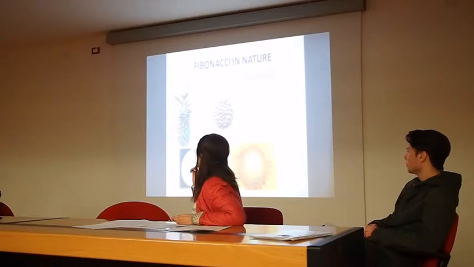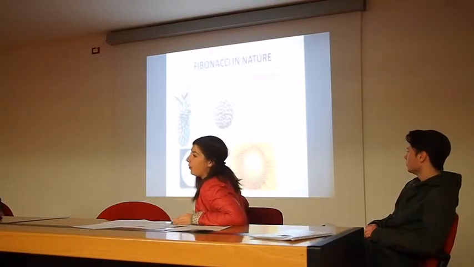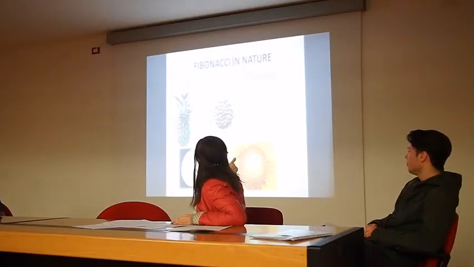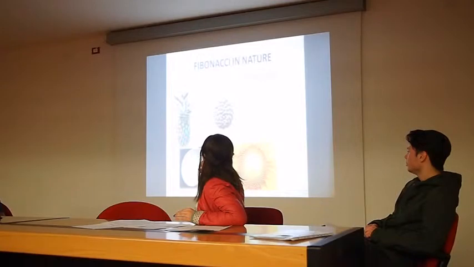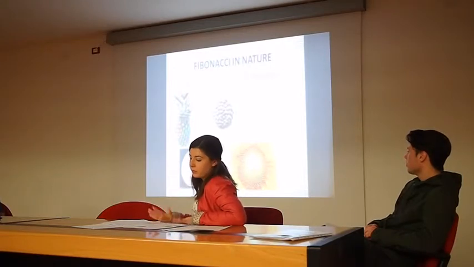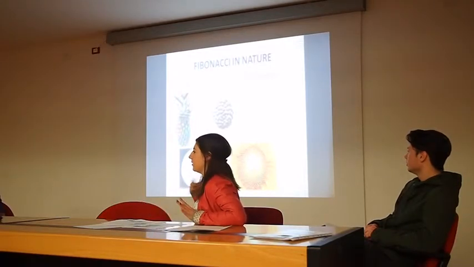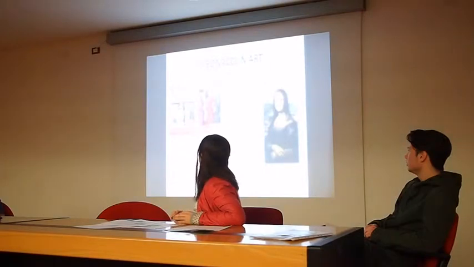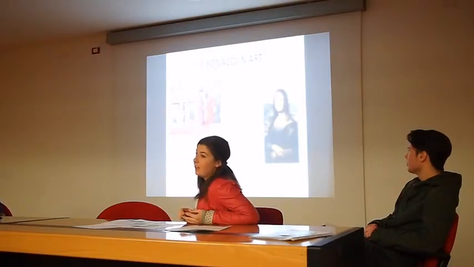Another natural aspect where we can find the Fibonacci sequence is in sunflowers, because inside them there are spirals that are linked by Fibonacci numbers. So it's like the ananas, like the piña, but inside the flower. So that's the thing. We can have Fibonacci even in art.